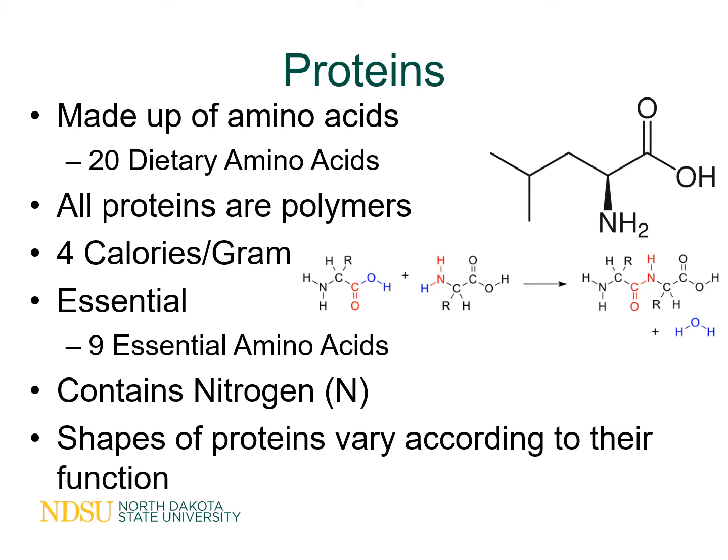Proteins, just like carbohydrates, are always polymers. They're made up of little building blocks called amino acids. Amino acids are amino acids because they have an amino group, which is an NH2 group. So it's a nitrogen and 2 hydrogens. By definition, all proteins contain nitrogen. Proteins are essential because 9 of the 20 amino acids are essential. Our body does not have the ability to produce them, so we need to obtain them from the diet. The shapes of proteins, both in our body and in our foods, vary according to whatever function they perform.